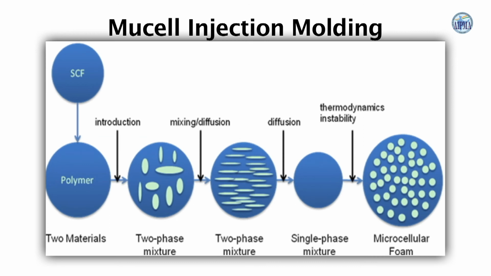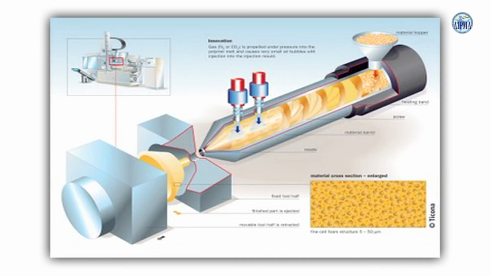Mucell injection molding. Microcellular injection molding, or Mucell, is an innovative manufacturing technology in which supercritical fluid, or SCF, is dissolved into a polymer melt with a specifically designed screw. During injection, the SCF vaporizes and becomes gas bubbles or foams within molded parts. Because the bubbles can in principle reach micron sizes, the process is known as microcellular foaming.